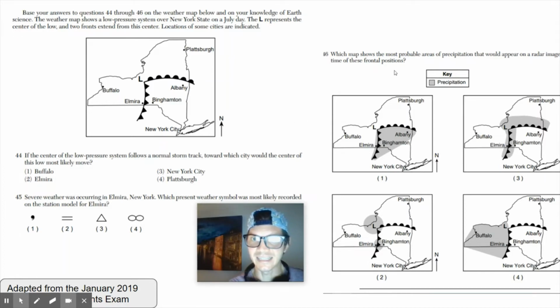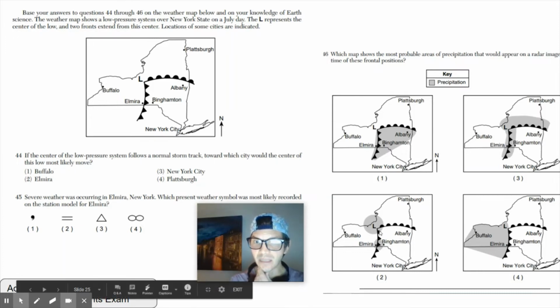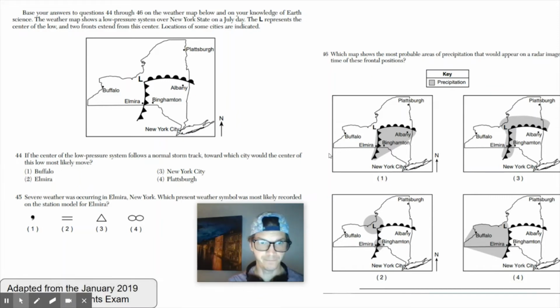For 66, it says, which map shows the most probable areas of precipitation that would appear on a radar image at the time of these frontal positions? Well, we get precipitation around fronts. So the best map that shows us that would be map 3. We do get some lousy weather around low pressure areas, but the precipitation is going to be right along the fronts. So the best option there would be choice 3.